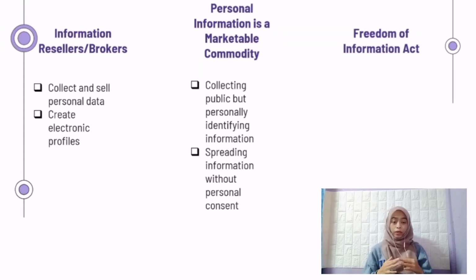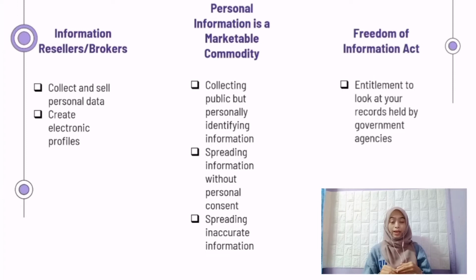The one that has data and software can many times spread the data without personal consent. Spreading inaccurate information. Cases like identity theft and mistaken identity are some of the problems that were triggered only after large databases came into play. The last one is Freedom of Information Act. Entitlement to look at your records held by government agencies.